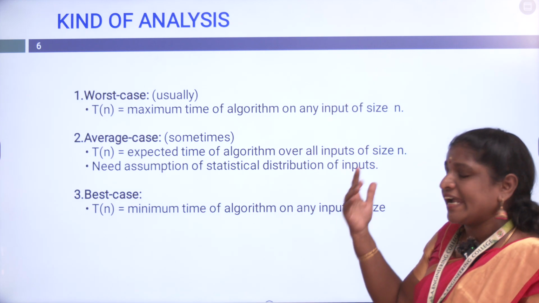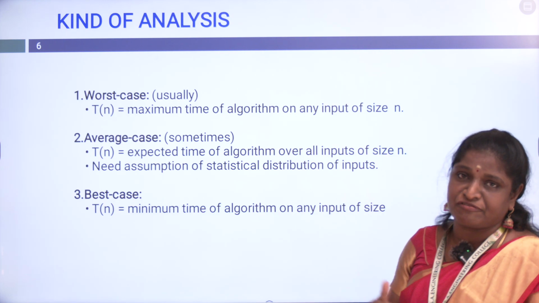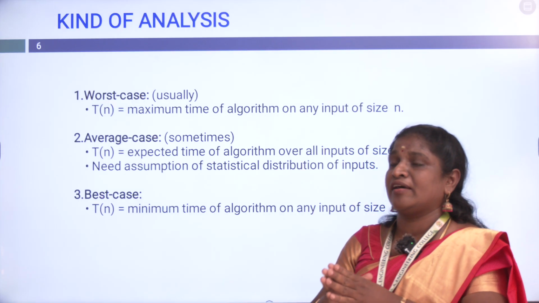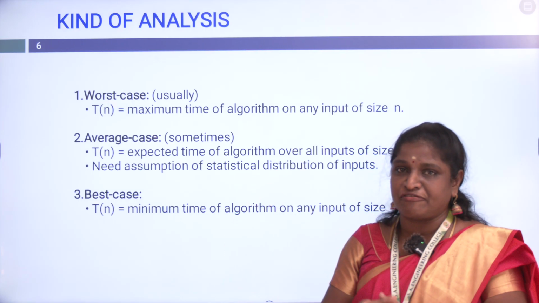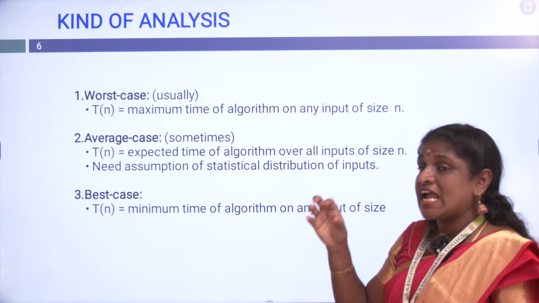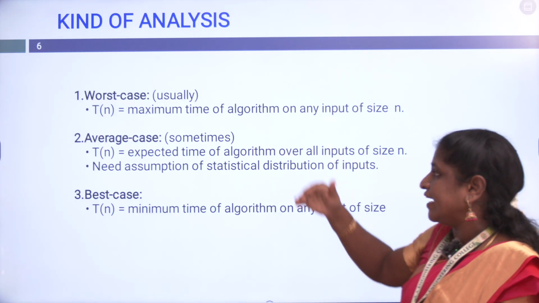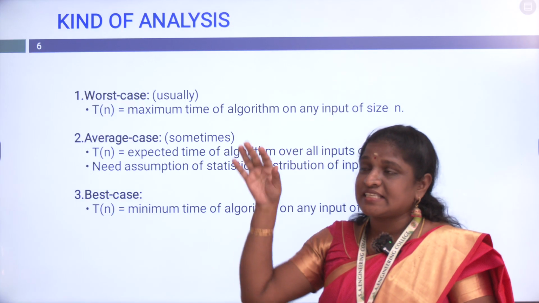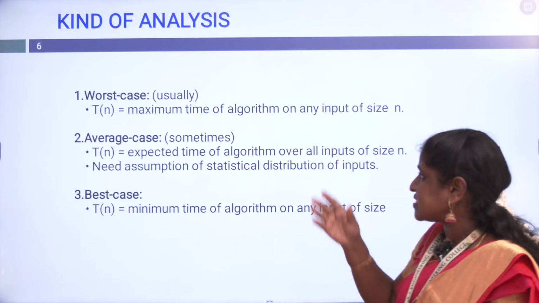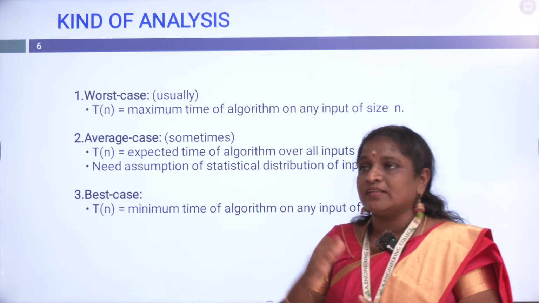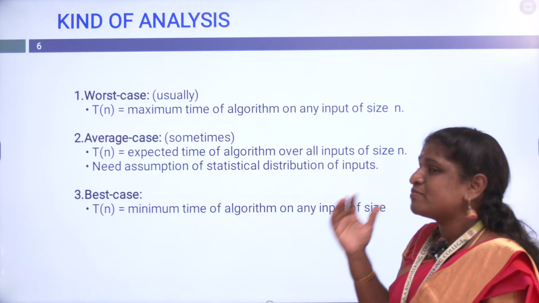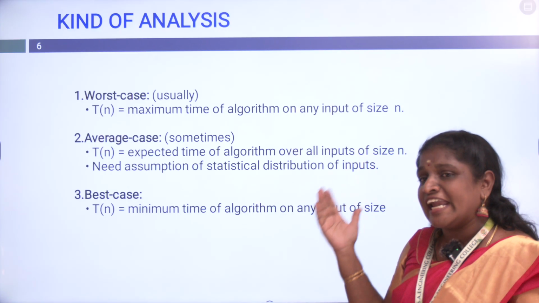So what are all the kinds of analysis to measure efficiency? If you want to find whether a particular algorithm is efficient, we have to analyze the algorithm in 3 ways: worst case, average case, or best case. For worst case, usually we take the maximum time of the algorithm on any input size.